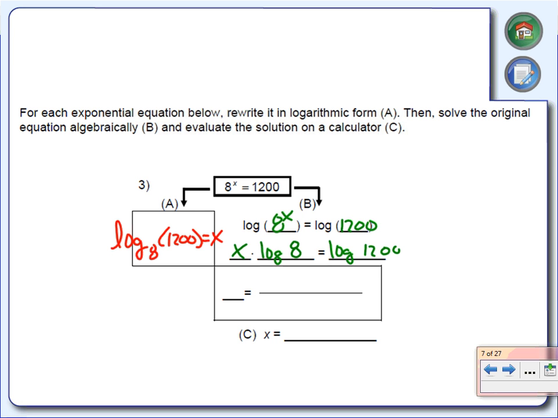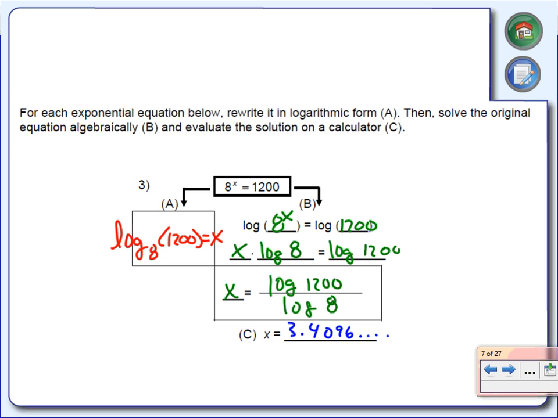What I'm doing is I'm solving for x. So in order to solve for x, I'm going to need to divide. So we're going to take that log of 1200, and all we're going to do is divide it by the log of 8. So the question is, what do we get when we divide the log of 1200 by the log of 8? 3.04, 3.4096, and so on and so on. So you put as many decimals as you can.